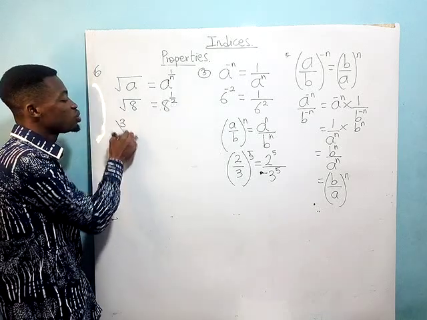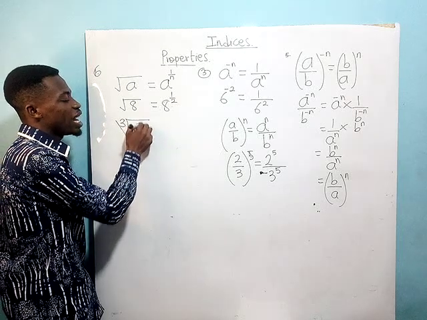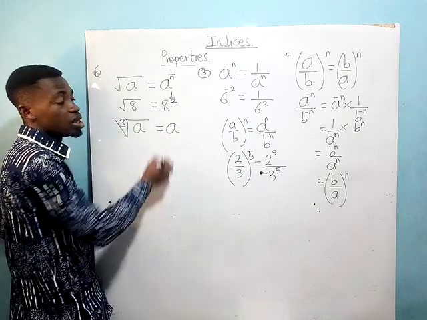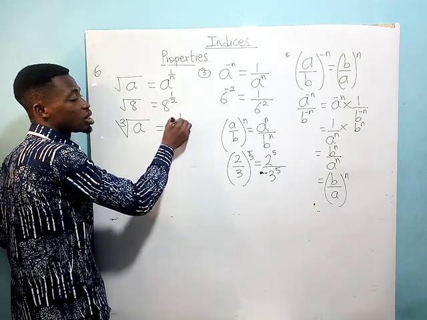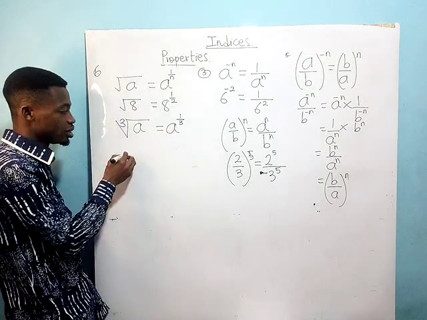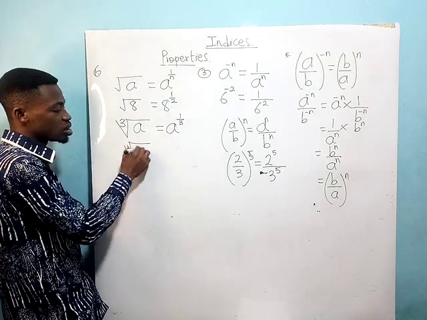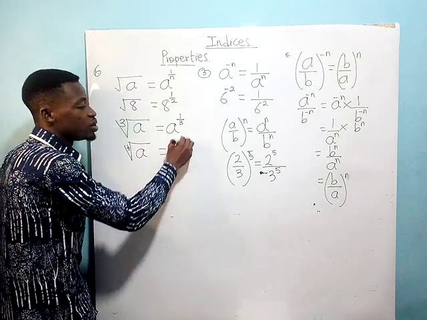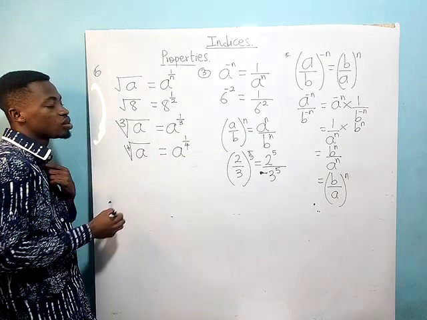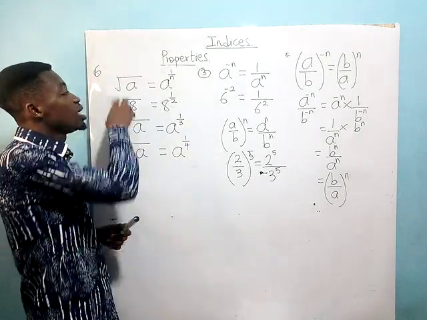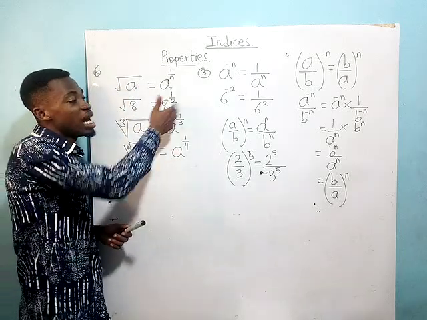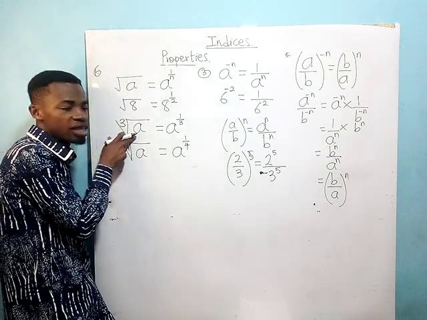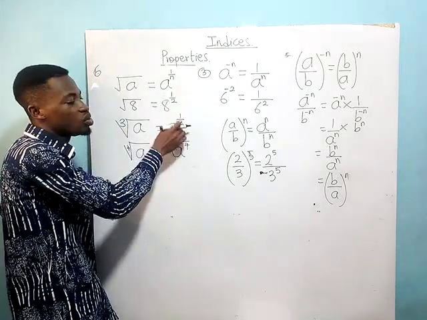If we have cube root of a number, it can be written as the number raised onto the power 1 on 3. If we have fourth root of a number, it can be written as the number raised onto the power 1 over 4. So how the radical sign is read tells you how the exponent will be. So cube root of a is a raised onto the power 1 over 3.